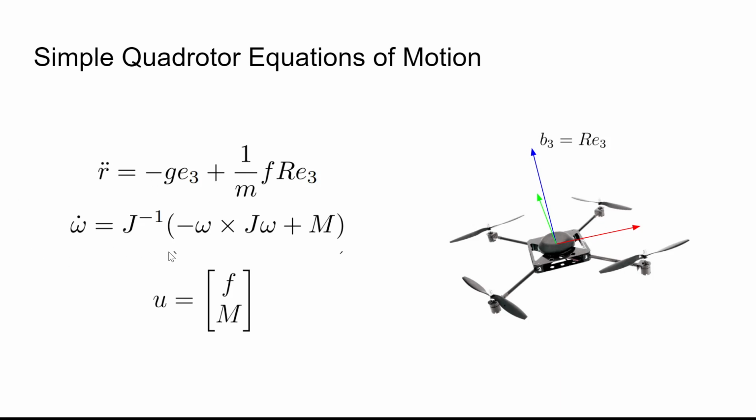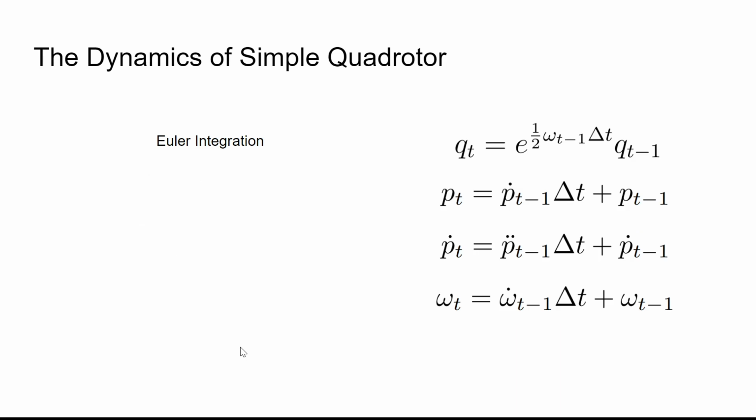Additionally, we have the angular acceleration, which is a Coriolis effect term, plus a three-dimensional moment about the center of mass. These are our control variables.